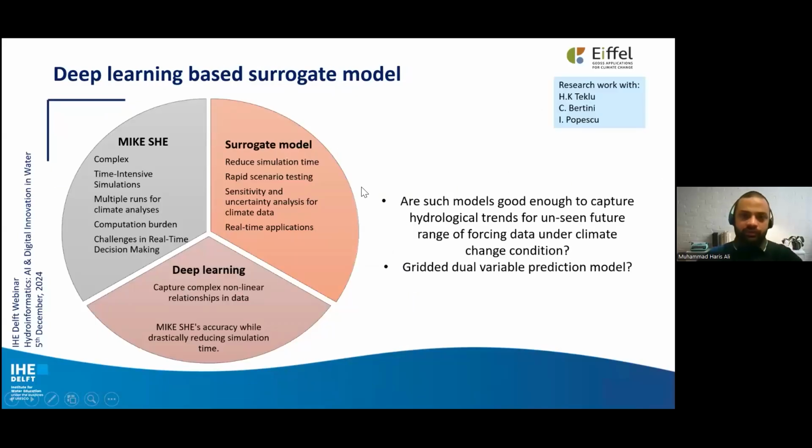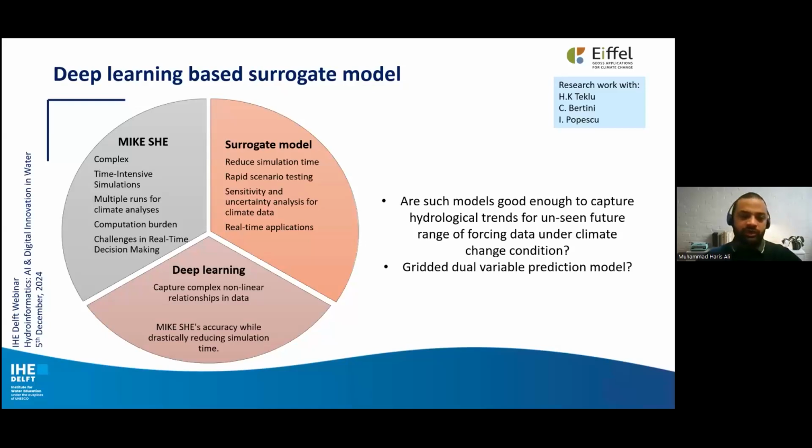Moving towards the second topic of this discussion, it is quite interesting because when we were using the IHE model for the climate analysis, we needed to run the model again and again. Each IHE run was taking many hours, and it was creating a lot of data and requiring computational power.